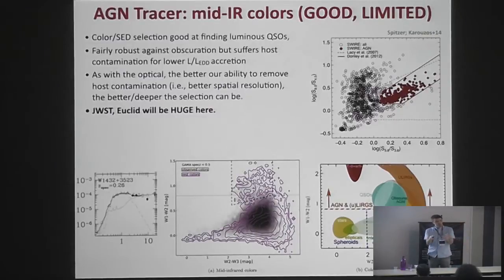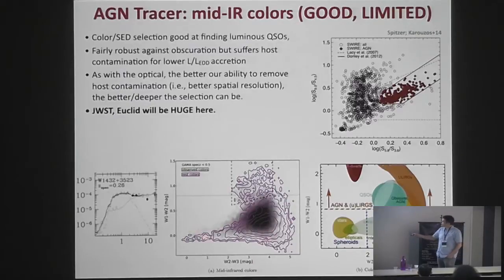Spitzer was a relatively small field of view. It surveyed with very, very sensitive observations, but not very wide. And so we have WISE, which surveyed the whole sky, also in the mid-infrared bands. WISE color selection uses W1 minus W2, which is the same as 3.6 and 4.5, and then W2 minus W3. W3 is 12 microns.